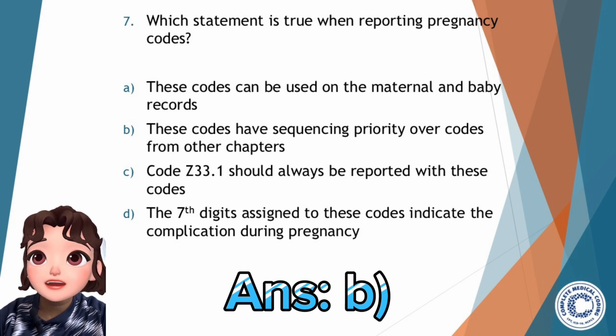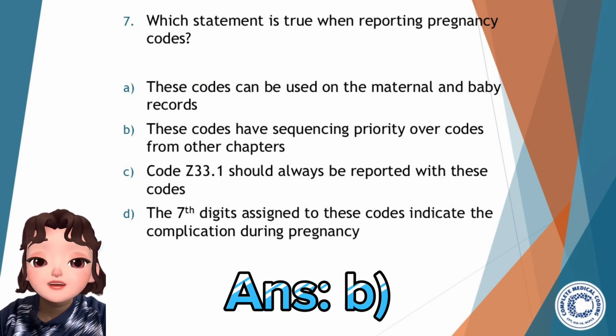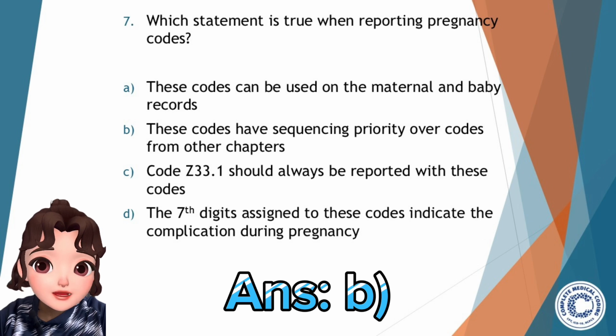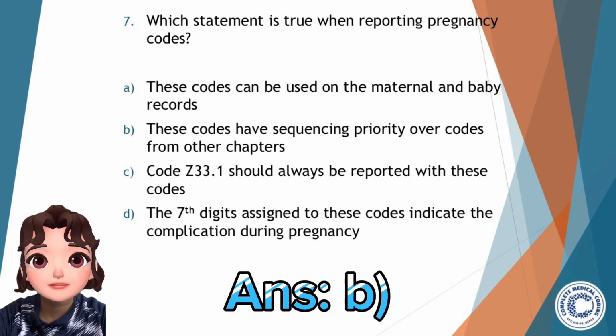These codes have sequencing priority over codes from other chapters. What does it mean? These codes, pregnancy codes, should always be the primary code. Sequencing priority means pregnancy codes. Which are the pregnancy codes? O codes. Maternity codes are O codes. So always O codes should be the primary when compared to other chapters, or while coding along with other codes, you have to code the O code as the primary code. Okay, so that is the answer. Answer is option B.